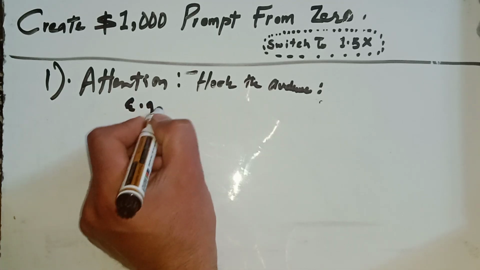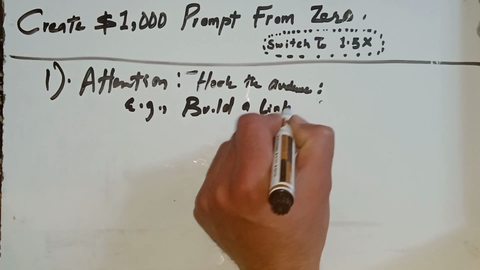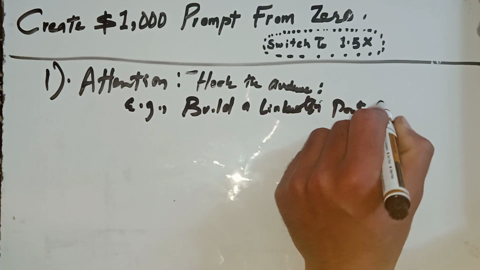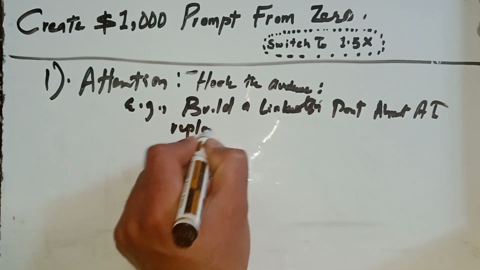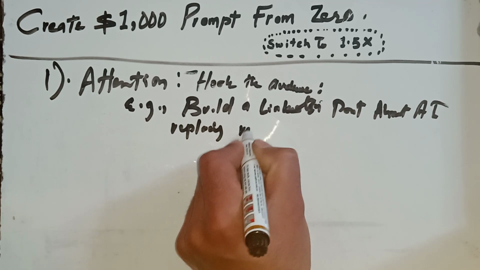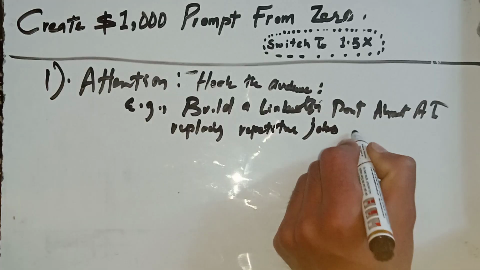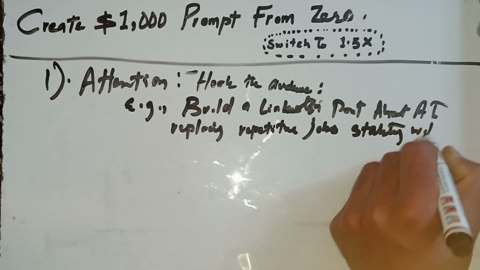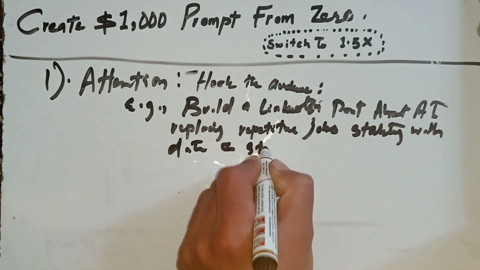Example: build a LinkedIn post about AI replacing repetitive jobs, starting with data or study.